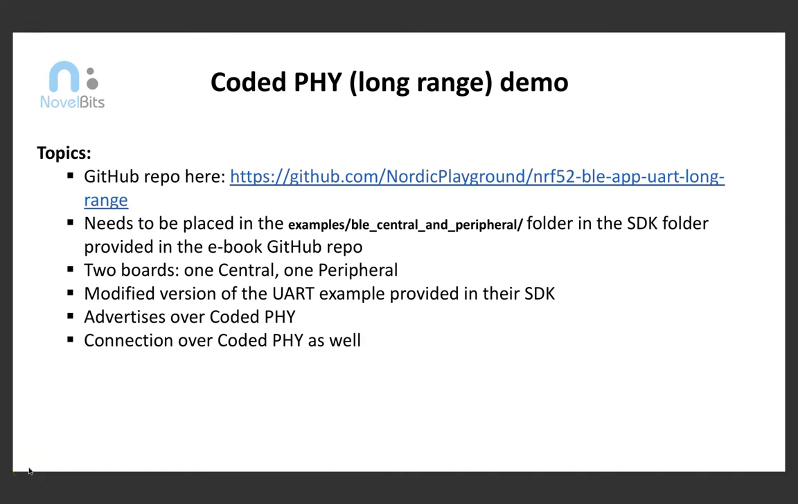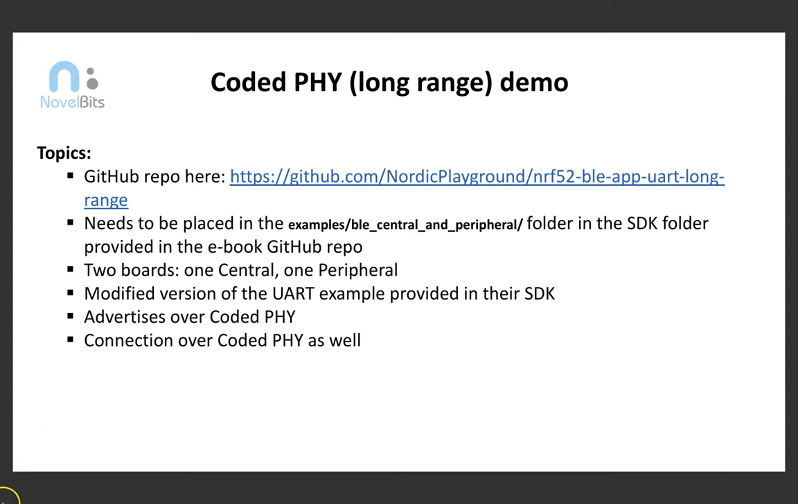So in this video, I wanted to go over running an example provided by Nordic on their GitHub page. Under one of the repos is a coded PHY demo showing the long-range feature of Bluetooth 5. And this utilizes the UART example that existed before. However, it's modified for both the central and the peripheral to utilize the coded PHY feature of Bluetooth 5.